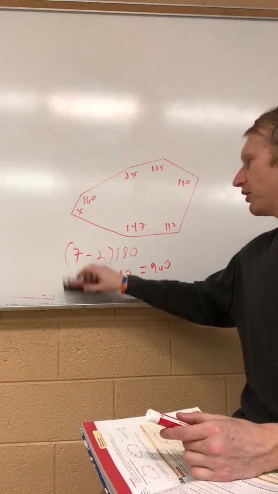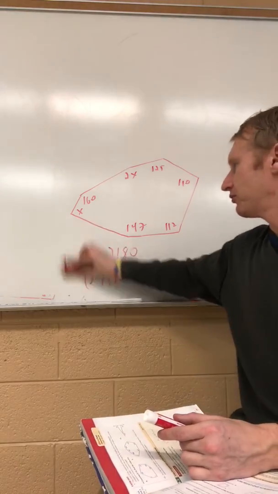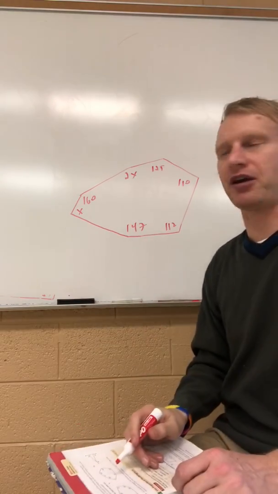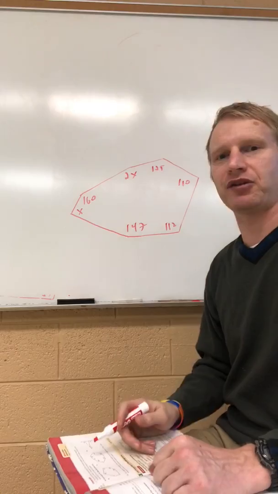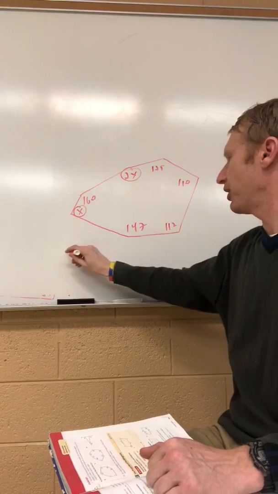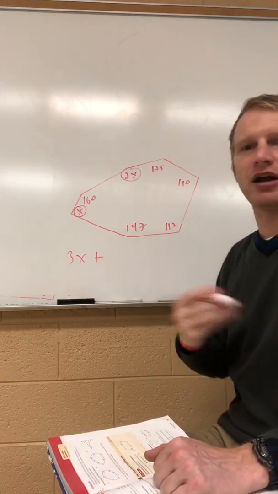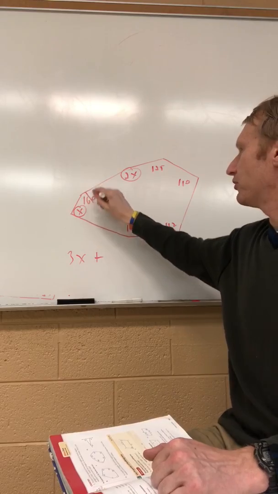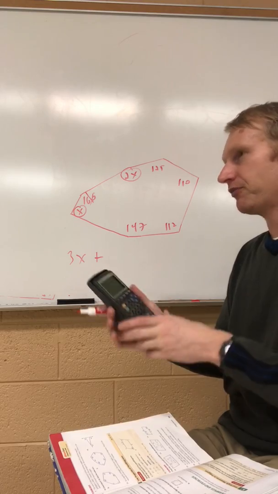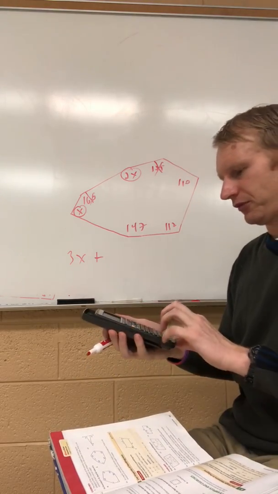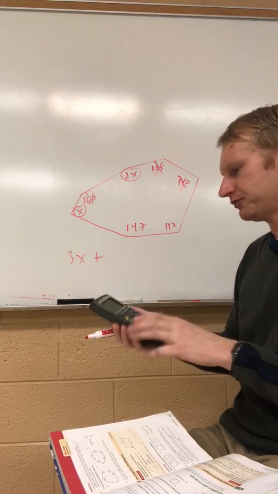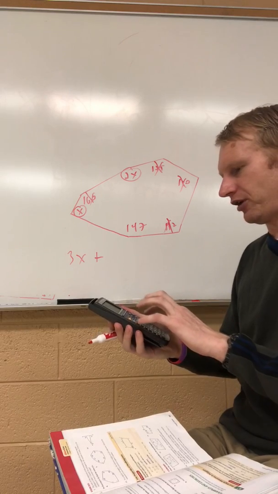I'm going to erase this on the bottom here, just because of space. We know that all these angles have to add up to 900. What I like to do is count the x's first. So x plus 2x is 3x, a total of 3 x's. And then count the other numbers: 160 plus 125 plus 110 plus 112 plus 147.